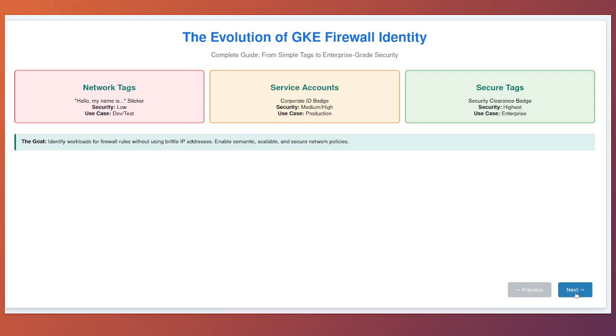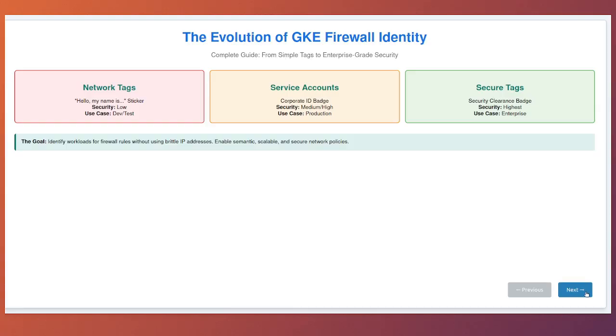I've been working with GKE for over 7 years now, and I've seen organizations make the same mistakes over and over again. They start with IP-based firewall rules because it seems simple, but then their infrastructure grows, nodes get replaced, auto-scaling kicks in, and suddenly their carefully crafted security rules become a maintenance nightmare.